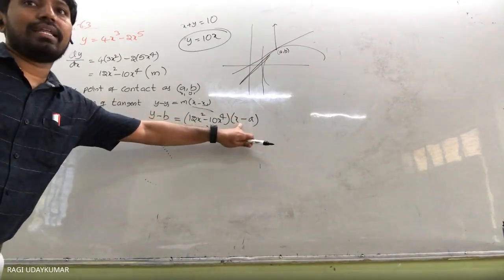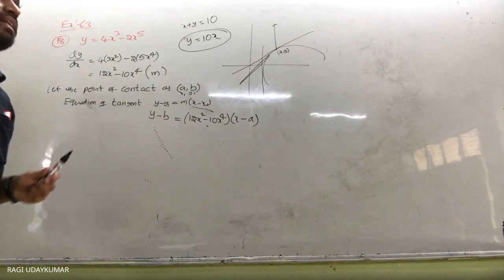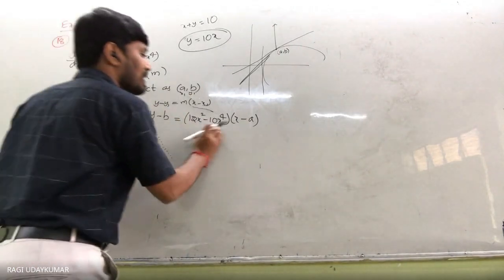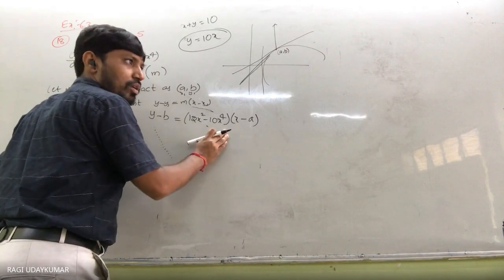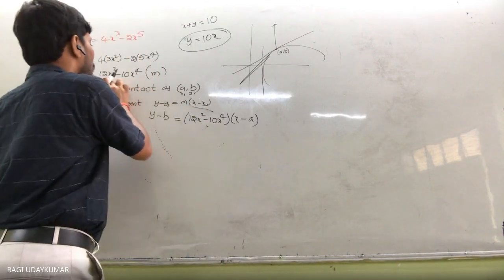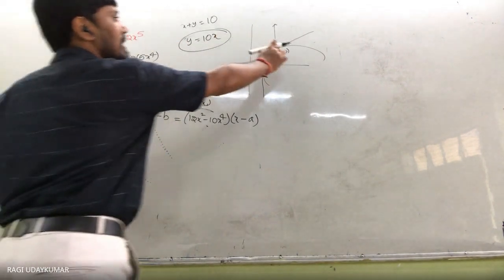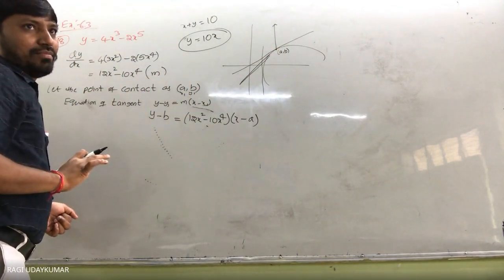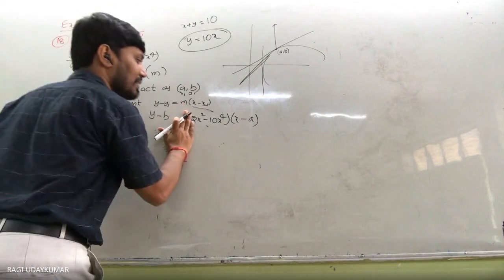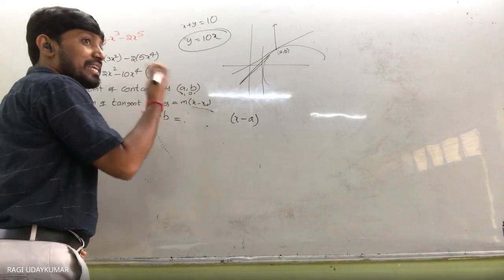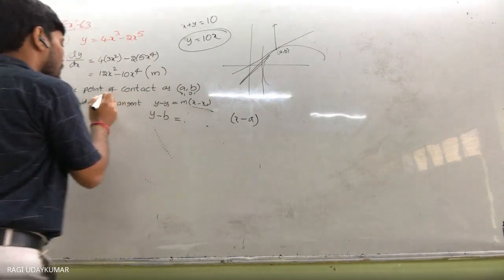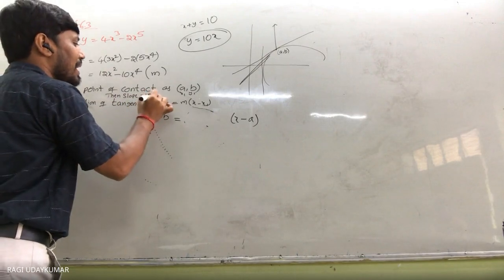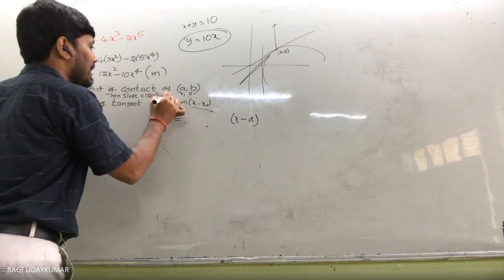But be careful with the points here. To avoid confusion, let us do one thing here. This is the x value, and we will take it as given here. We have to substitute this here. This is not the slope, this is the general form. We are taking the point as a comma b, then the slope is equal to 12a square minus 10a power 4.